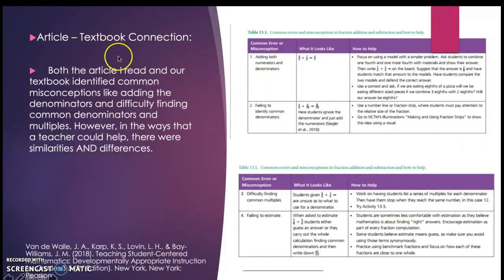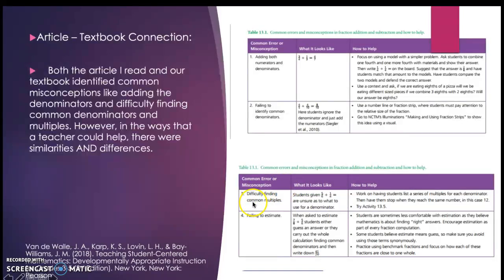And looking at how the article connected with the textbook, I found that they both had the same common errors and misconceptions they found in children, like adding both numerators and denominators, and then failing to find common denominators and multiples. But what I thought was different, and I say here that there were similarities but differences, is that in the article, all of her ways to help students get over their errors or misconceptions were all conceptual with hands-on modeling.